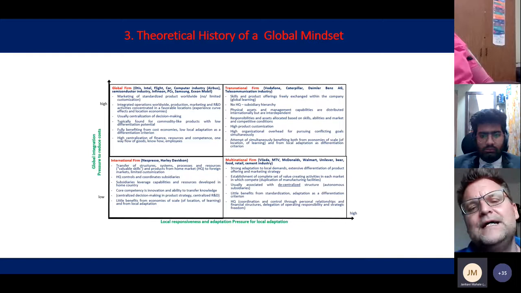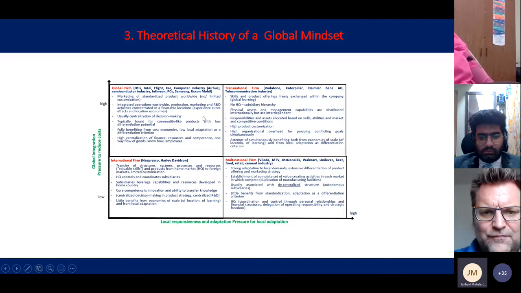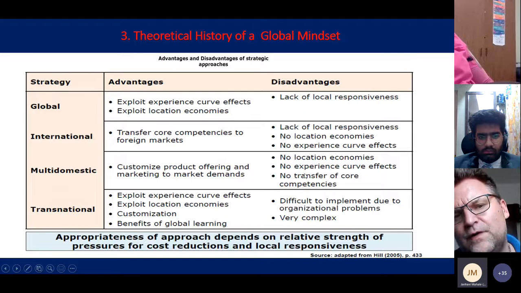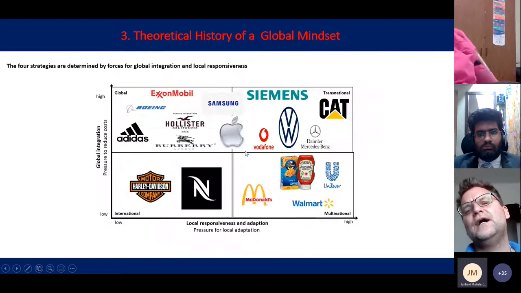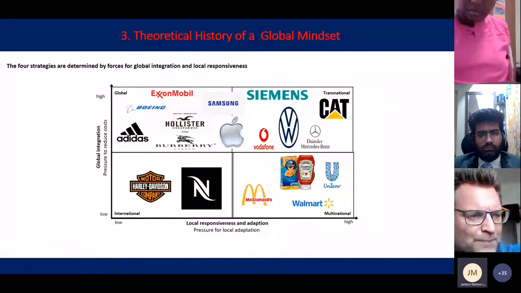So when you have these four kinds of company types, we are going now to the next slide. So for example, there are some pros and cons of international, multinational, global, transnational. You can look at them on your own later. Here you have all the companies with the logos inside. But only one question for you. Why is Adidas a global company by definition?